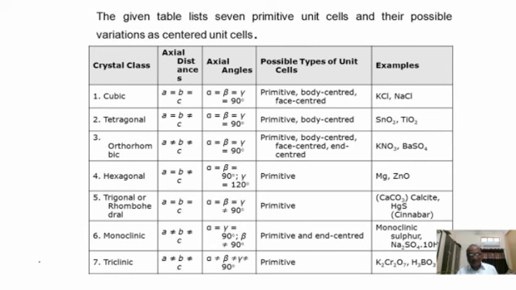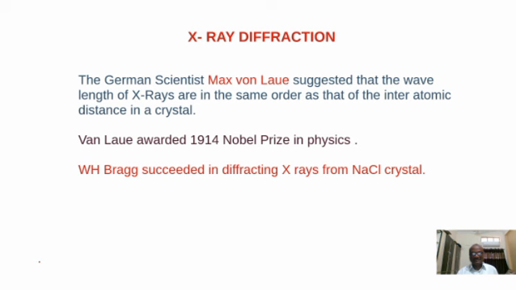Like that, we can frame many questions on this table. So please remember these dimensions as well as examples and Bravais lattices of the concerned crystal system. Okay, this is about the space lattice, crystal lattice, types of unit cells, and Bravais lattices.